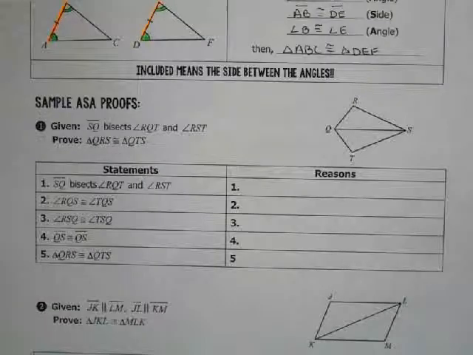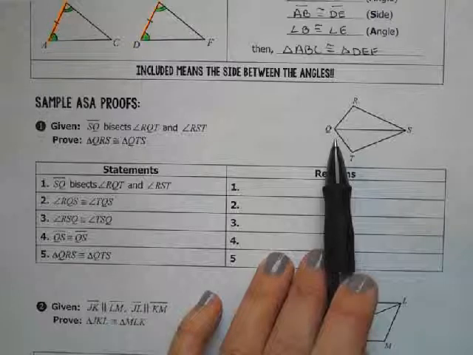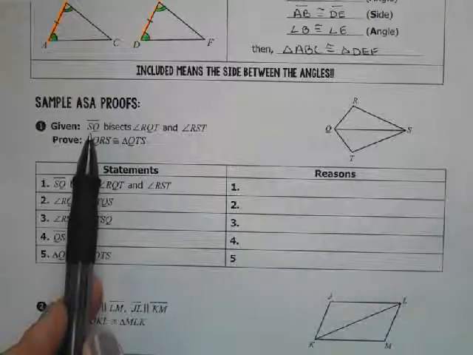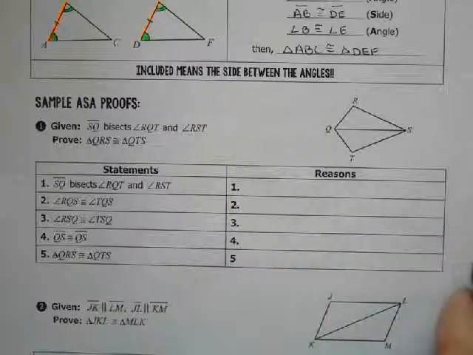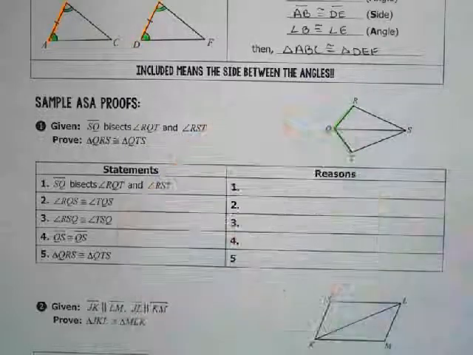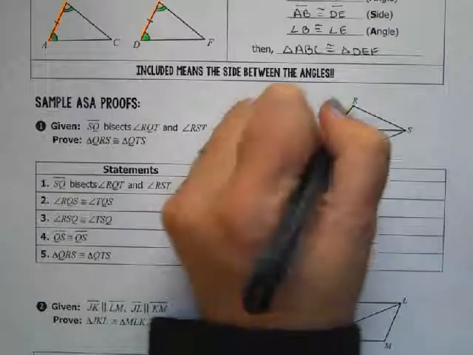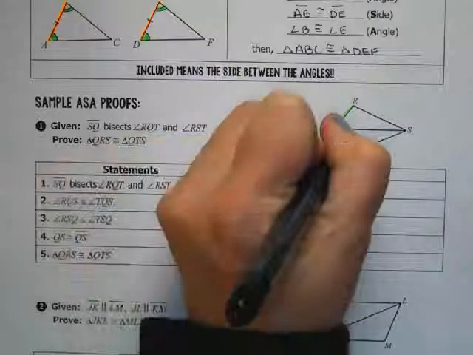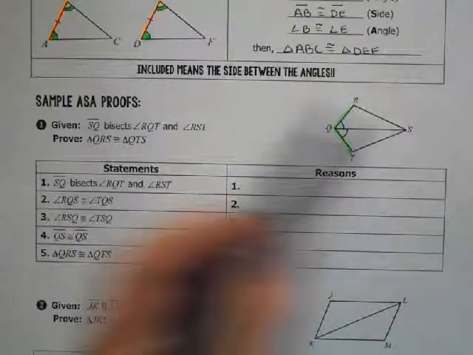So we'll just start out with this first one. So again, always mark your drawing first thing. So side SQ bisects angle RQT. So here's angle RQT. And if you remember, a bisector creates two congruent angles. So this angle and this angle are congruent. And then it doesn't give us any other given information.